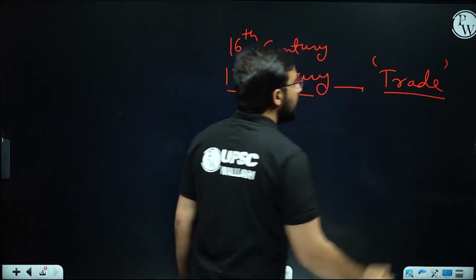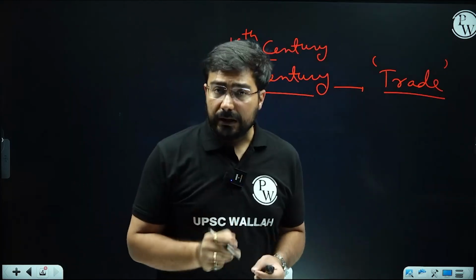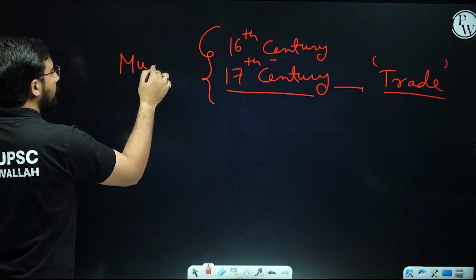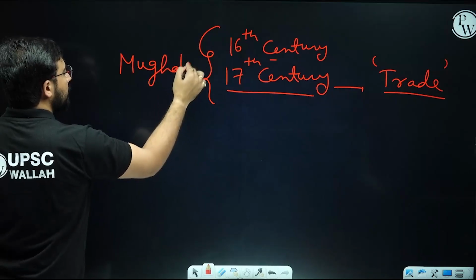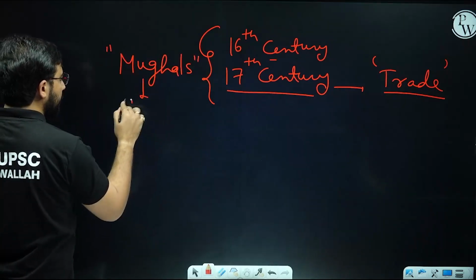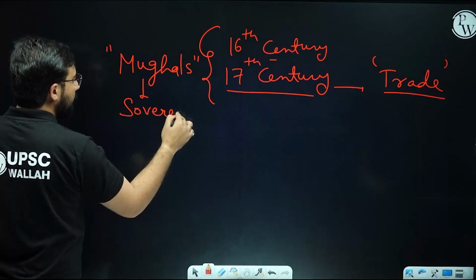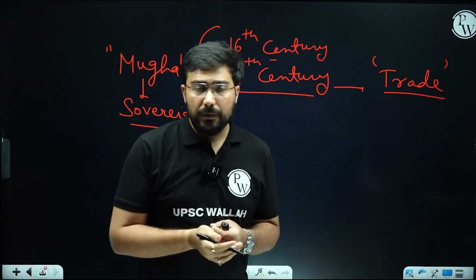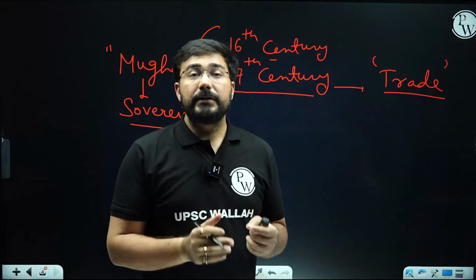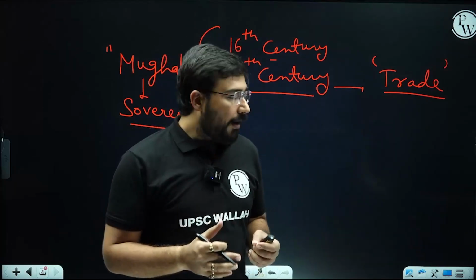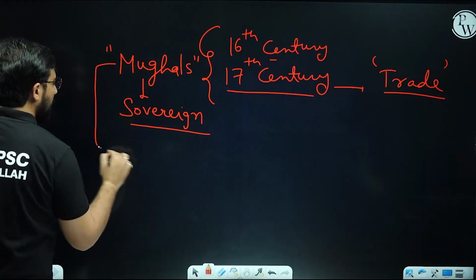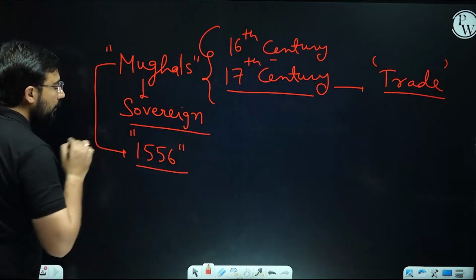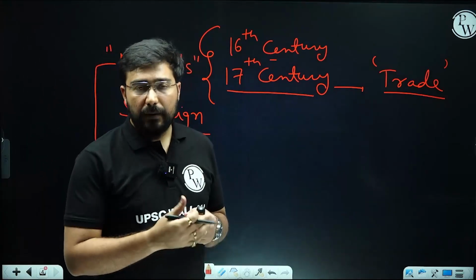Why? What's the reason for that? Why did they largely focus on trade? Because the powerful rulers in India were the Mughals, and the Mughals were the real sovereign. In fact, Portuguese arrived before the Mughals. They came in 1498. The Mughal Empire was founded by Babur in 1526, and it was consolidated by Akbar. After 1556, the Mughal Empire became stable under the leadership of Akbar, and then eventually it kept on expanding.